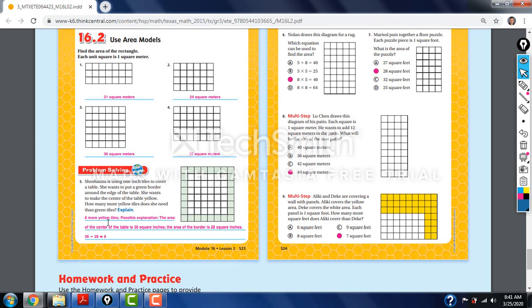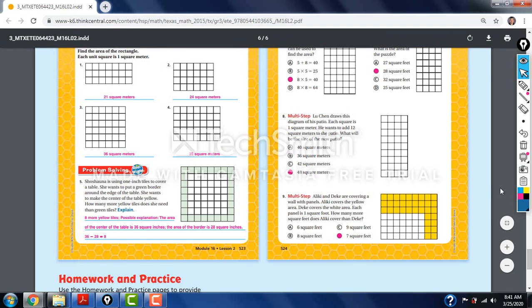And here's one of your passable answers here. The area of the center of the table is 36 square inches. The area of the border is 28 inches. So 36 minus 28 equals 8. So that's the easiest way to do that. Get the area for this one. Get the area for this one. And subtract. Good job.